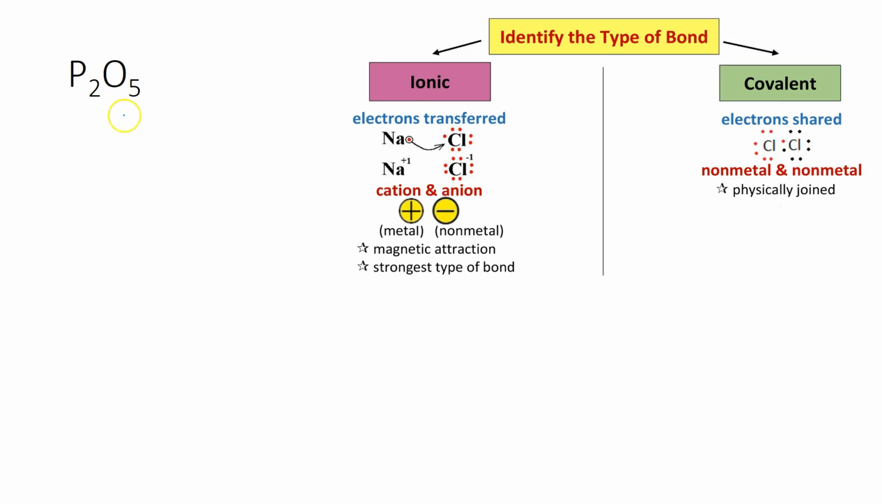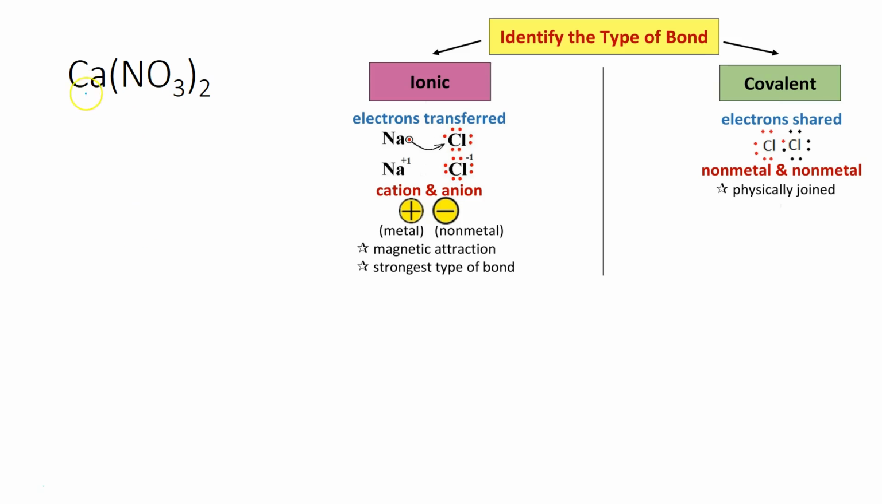All right, P2O5. Look the elements up on the periodic table. So I'm going to look for phosphorus. On the periodic table, it is a nonmetal. All right, let's take a look at the next one. Oxygen. It's also a nonmetal. All right, what type of bond is it when you have nonmetals together? It's going to be covalent. So when I have two nonmetals together, it's automatically going to be covalent.